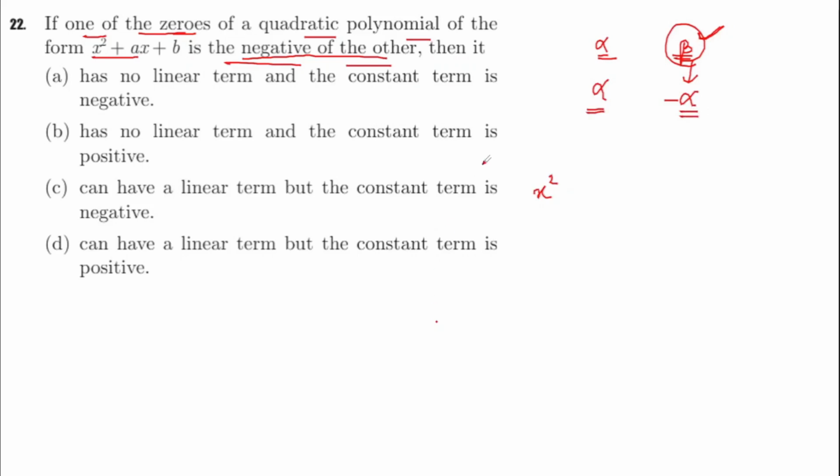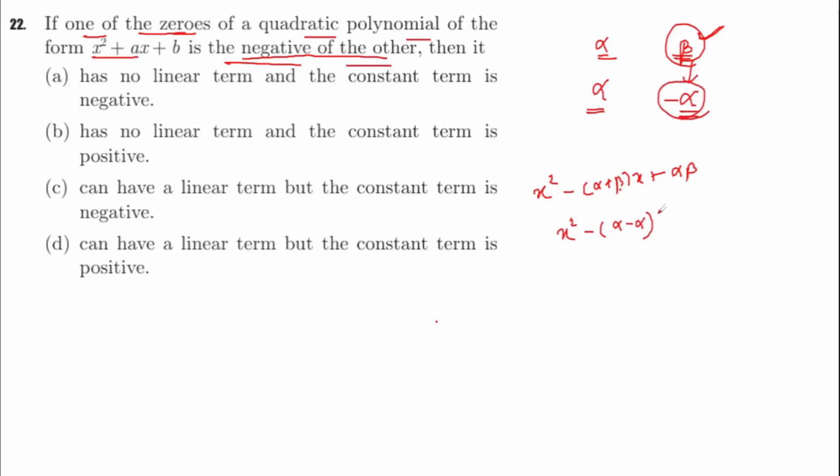Now we know that the polynomial will be x square minus (alpha plus beta) x plus alpha into beta. Now if alpha and beta are the same in magnitude but different in sign, then what will happen, sir? In place of alpha, let's write alpha, and in place of beta, put minus alpha.